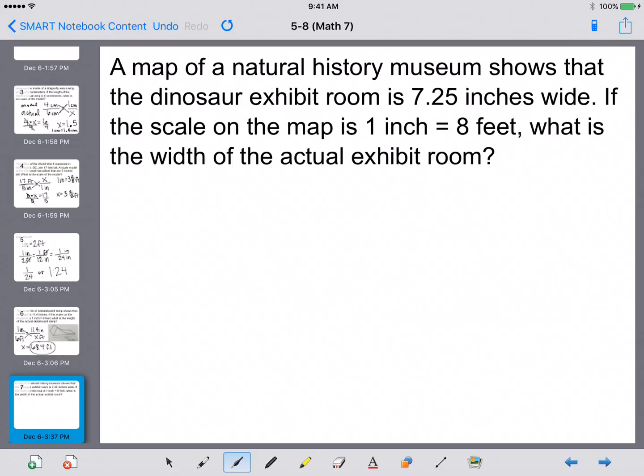Our next problem says, a map of a natural history museum shows that the dinosaur exhibit room is 7.25 inches wide. If the scale on the map is 1 inch equals 8 feet, what is the width of the actual exhibit room? Here is where I would suggest that you pause and try to solve this on your own, and then you can fast forward me talking through the next problem if you get it, and see if you got the same answer.